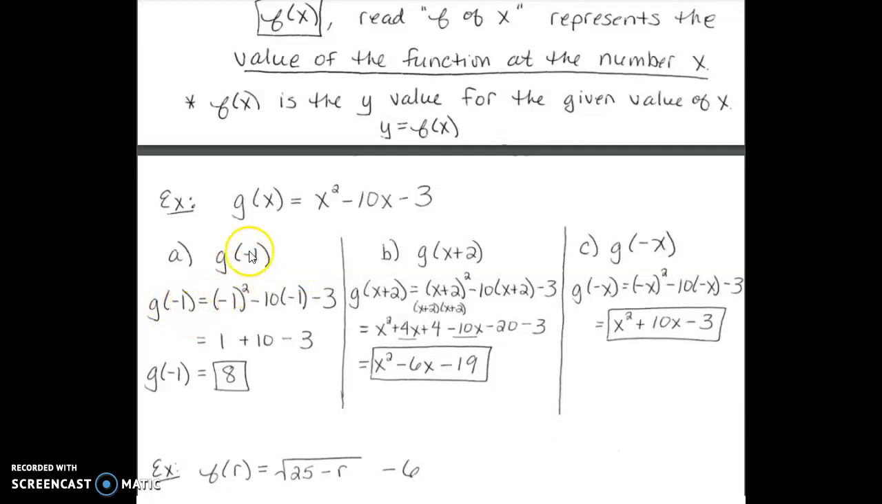So g of -1 means replace all the x's with -1. So -1 gets squared, subtract 10 times -1, minus 3. Here are my x places where I'm plugging in my value. And then we simplify. Squared, -1 is +1, minus, or -10 times -1 is plus 10, minus 3. So 10 plus 1 is 11, subtract 3 would be 8.